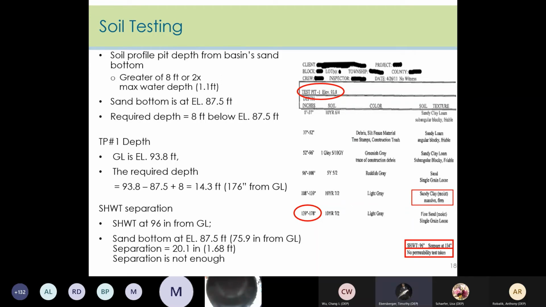Finally, as noted in the log, no soil permeability test was conducted. However, Chapter 12 of the BMP manual requires soil permeability tests be conducted on each test pit. Therefore, it does not meet the criteria of the BMP manual.